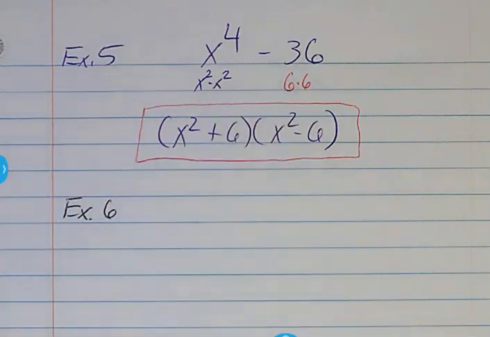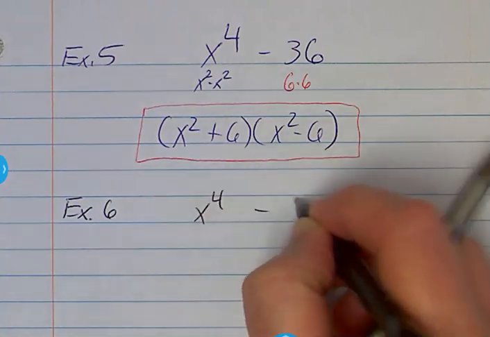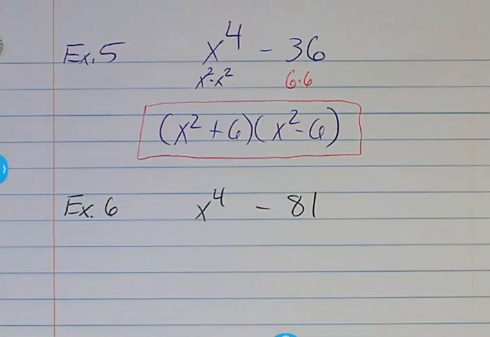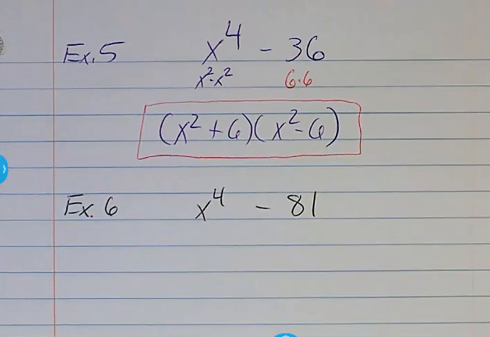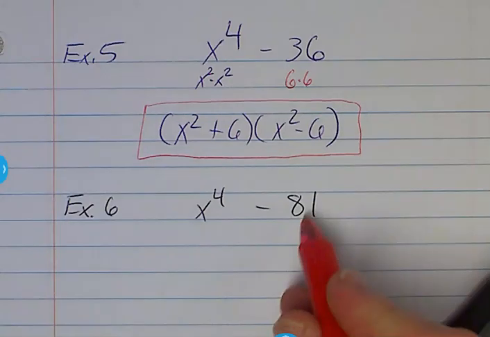All right, let's give you one more. Okay, x to the fourth minus 81. Again, still going through your same factoring rules. We've got two terms. There is not a greatest common factor, so we can't do anything with that. If it's two terms, it's got to be a difference, which it is. It's got to be perfect squares.